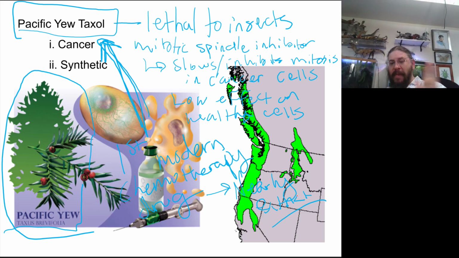So, taxol: we managed to find a laboratory synthesis pathway for taxol. So now we can use it in chemotherapy without actually destroying Pacific yew. So Pacific yew is on the mend. Hooray. It's a significant plant in the Pacific Northwest ecosystem. So it's a good thing we didn't drive it to extinction, but it was such an effective chemotherapy drug that we did nearly drive it to extinction.